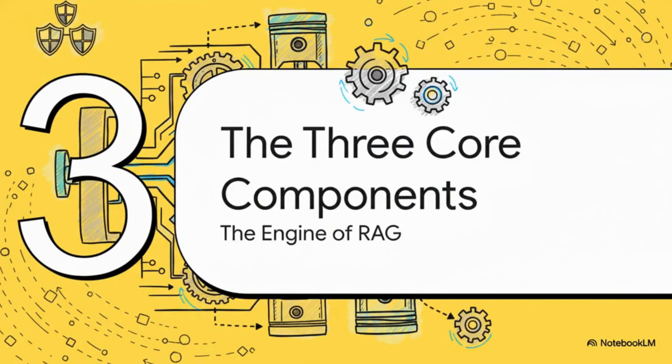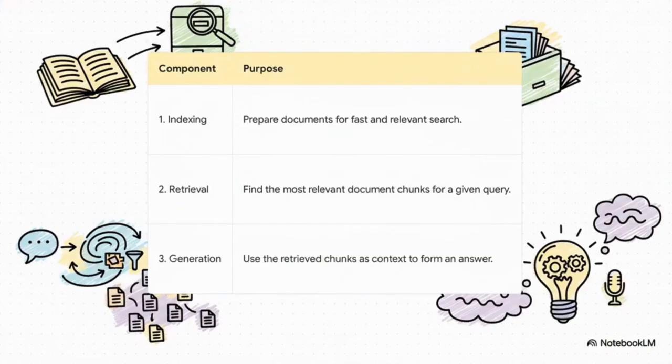So how does this assistant find the right pages so quickly? Under the hood, a RAG system has three components: indexing, retrieval, and generation. Let's walk through each one.